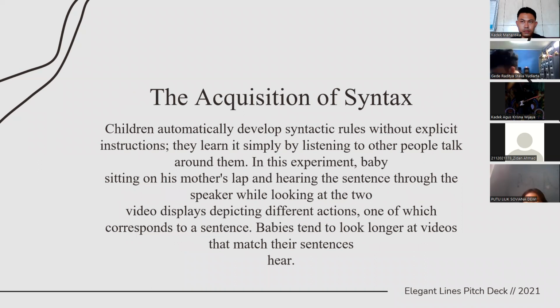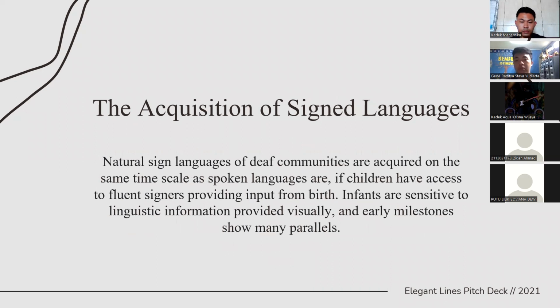Okay, next, the acquisition of syntax. Children automatically develop syntactic rules without explicit instruction. They learn it simply by listening to other people talk around them. In this experiment, a baby sits on his mother's lap, hearing a sentence through the speaker while looking at two video displays depicting different actions, one of which corresponds to the sentence. Babies tend to look longer at the video that matches the sentence they hear.